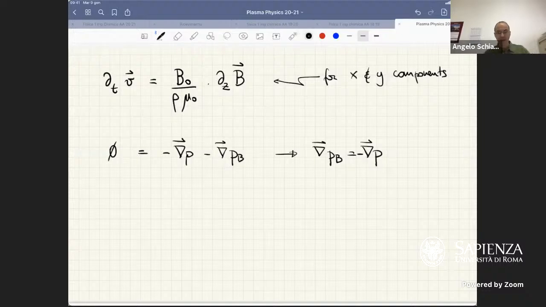It means that the gradient of the pressure of the fluid, so this is the thermal pressure, which corresponds to a force term, has to be in the opposite direction to the gradient of the magnetic field pressure, so that the two gradients are balancing each other. And so we see that we are in pressure balance. This is the Z component.